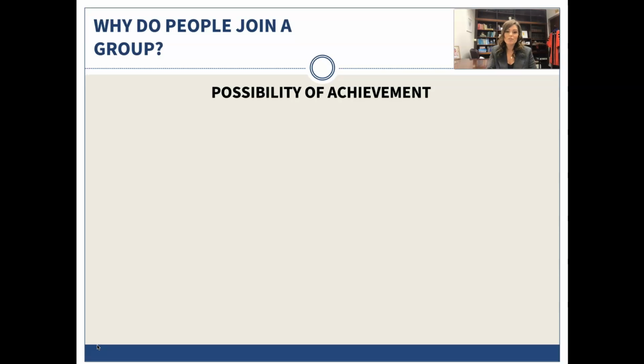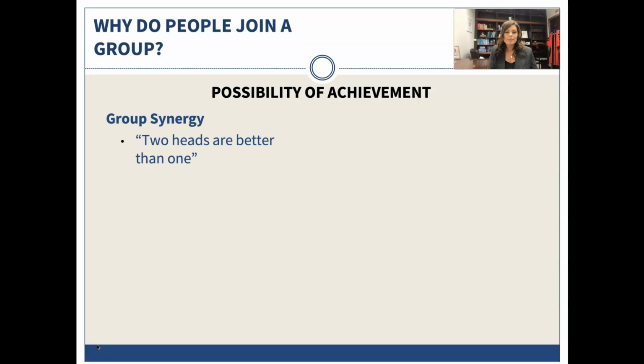Why do people join a group? Well, one reason is the possibility of achievement. Again, my running group. I have a running group so that I can achieve my goals in running. And I realize that I'm much better when I have that accountability and when I have a running buddy than when I'm trying to do it on my own. So you could call it group synergy, the idea that 2 heads are better than 1.